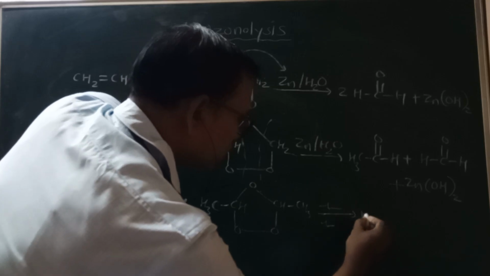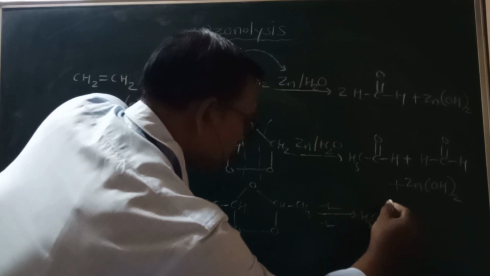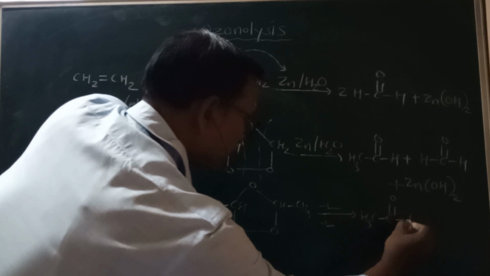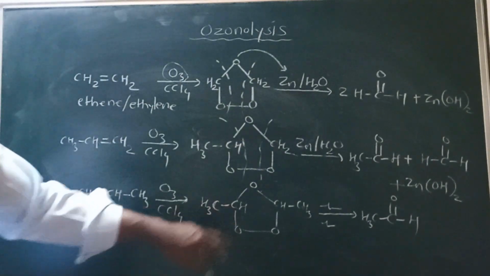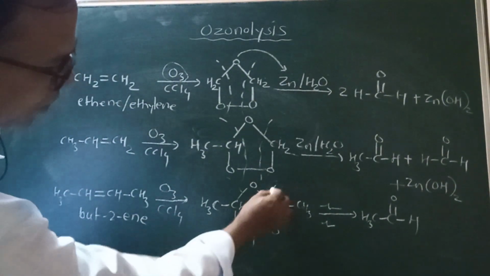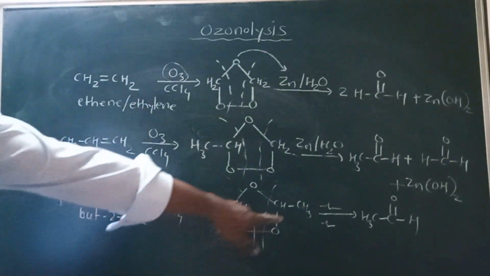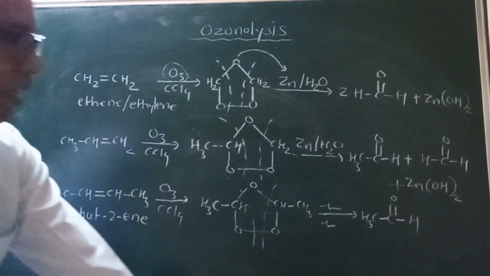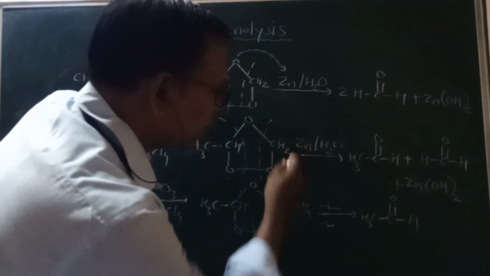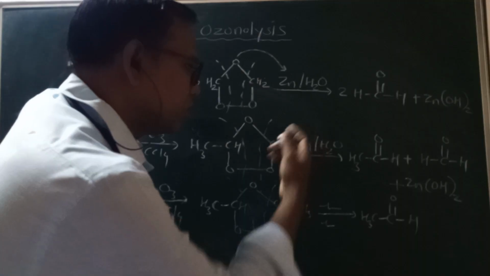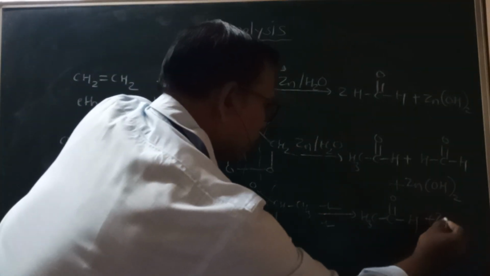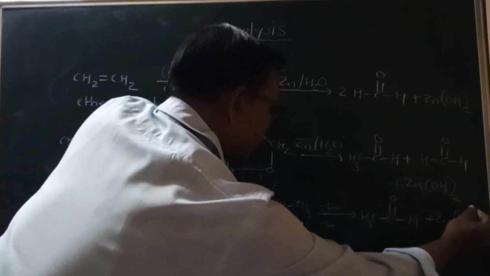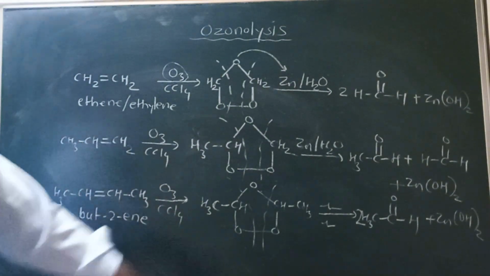So it gives us this compound. You get CH3, CHO, that is C double bond O and H. Cleavage takes place like this. We'll get CH3CHO and CH3CHO, that is, two molecules of acetaldehyde. And this oxygen couples with the zinc, giving zinc oxide, decomposed by water, giving zinc hydroxide, Zn(OH) twice.